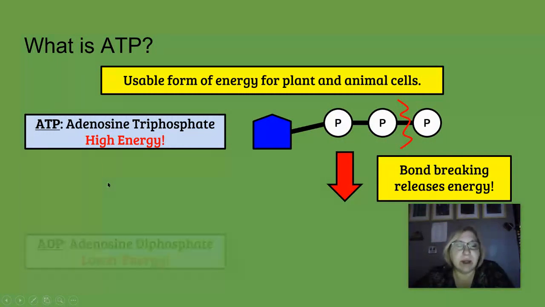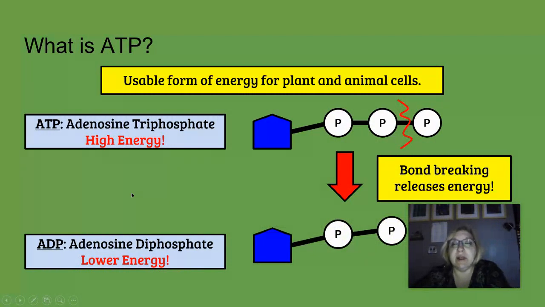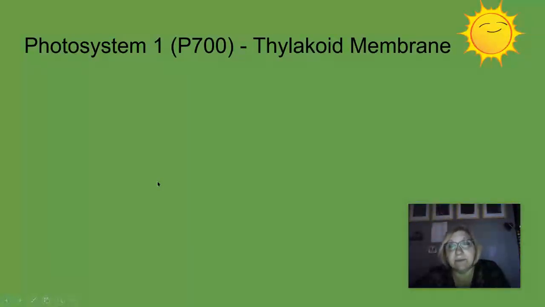And then it goes into a lower energy chemical called adenosine diphosphate. And you can still get energy out of it because you still have bonds there. There are two bonds there, but it's not as much energy as ATP. And ATP is the form of energy that the cells in the plant and also the animal cells use to get our energy so that we can stay alive.